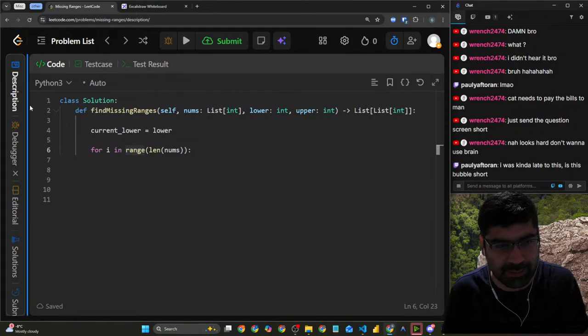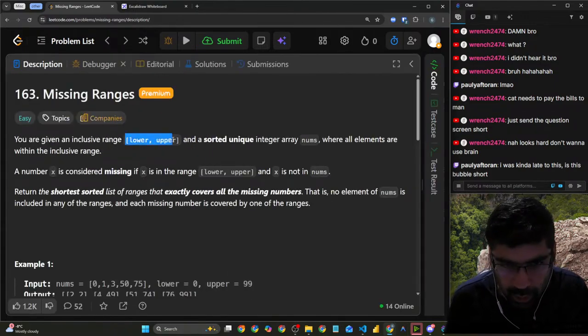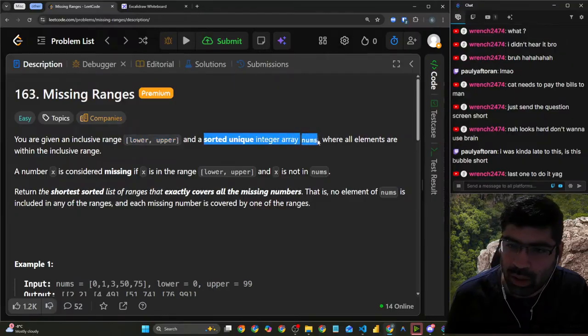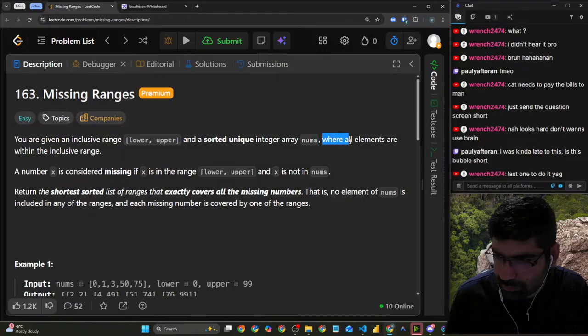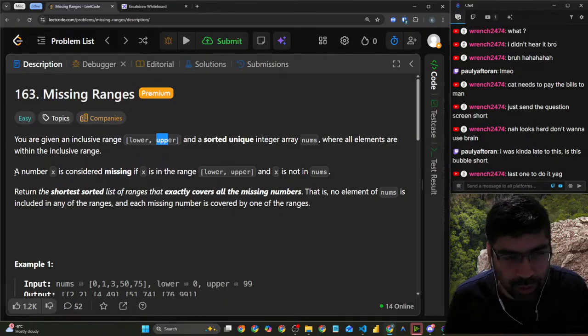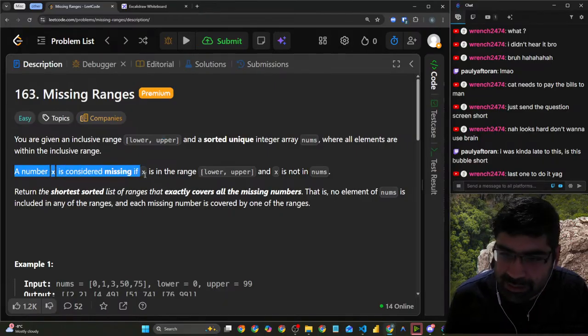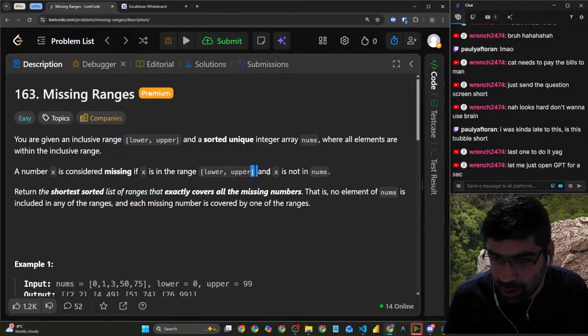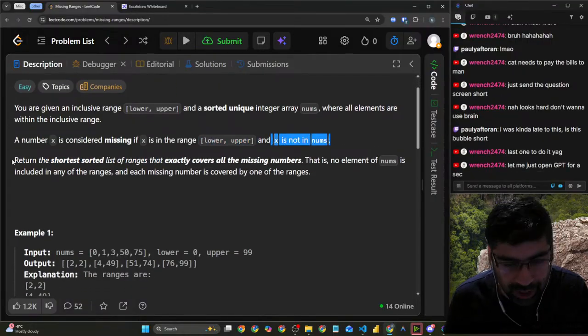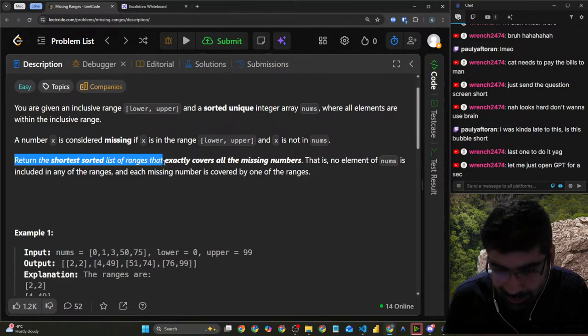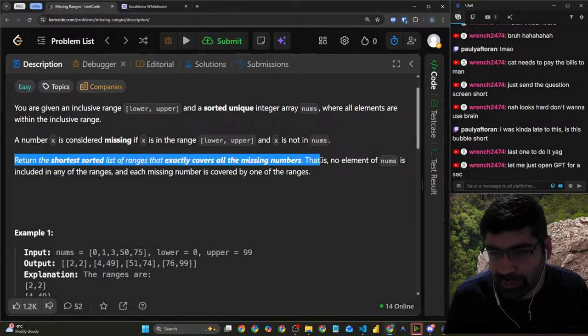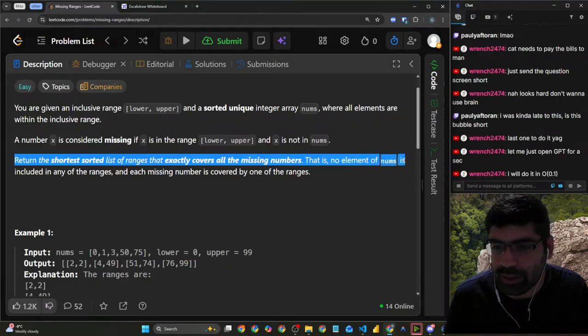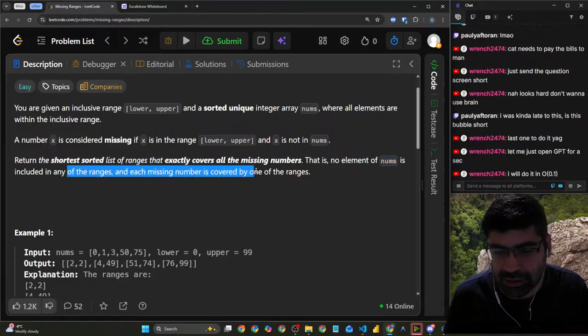Actually, what happens is, I'll give you a quick brief. We are given lower and upper, and we are given a unique sorted array of integers called nums, where all elements are within the inclusive range. A number x is considered missing if x is in the range lower to upper and x is not in nums. We have to find a sorted list of ranges that exactly covers all the missing numbers. That is, no element of nums is included in any of the ranges and each missing number is covered.